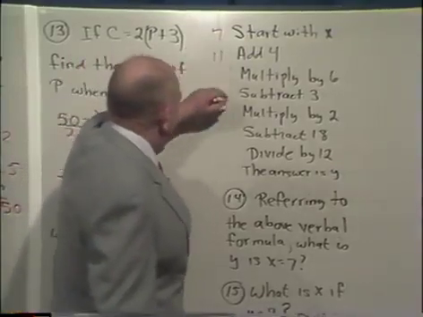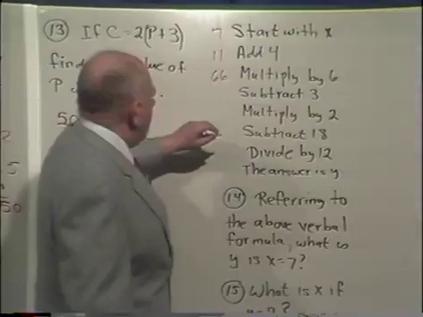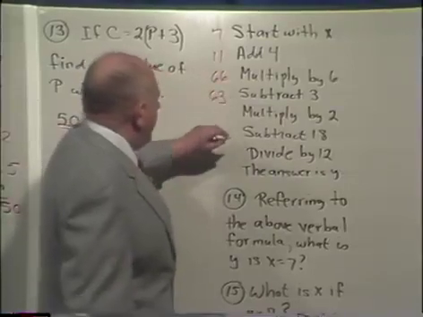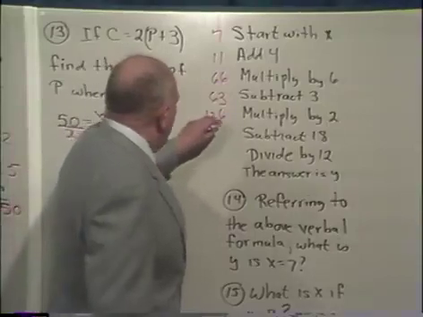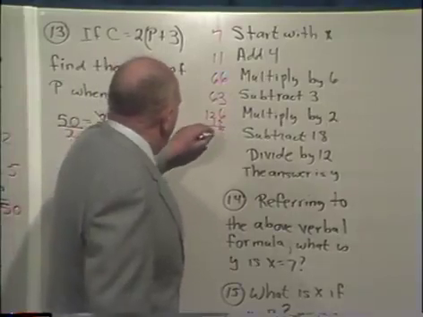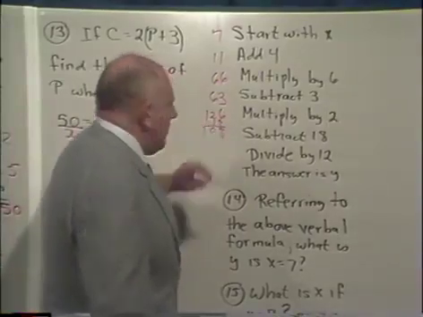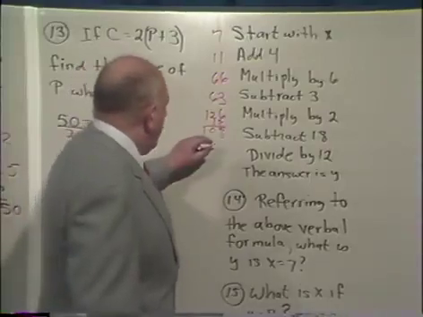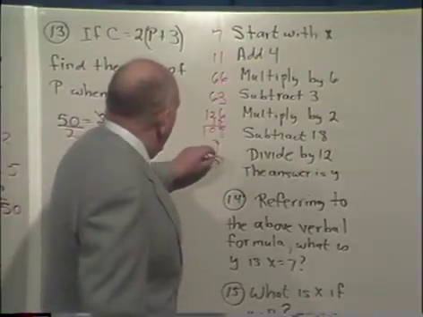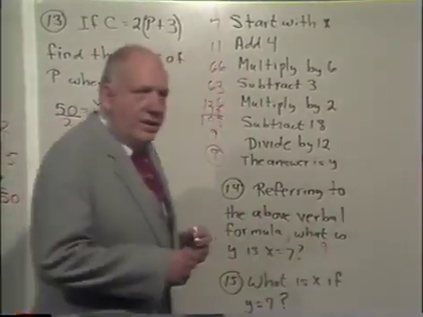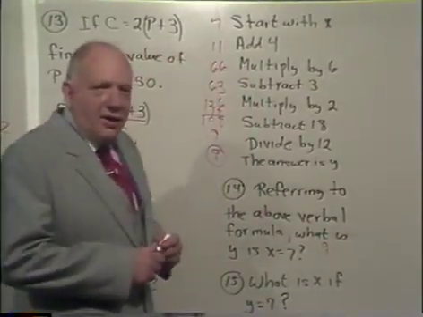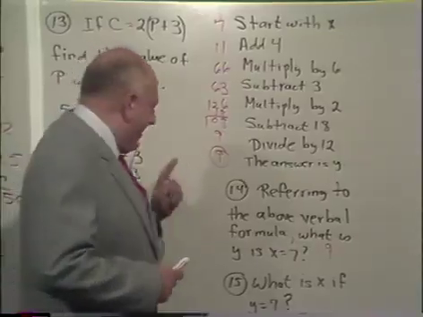7 plus 4 is 11, multiply by 6 is 66, subtract 3 gives me 63, multiply by 2 gives me 126, subtract 18, I hope I don't make too many careless mistakes over here, that gives me 108, divide by 12, that gives me 9. So if I start with 7, the answer is 9. Not 9 like in no, 9 like in 9, okay?